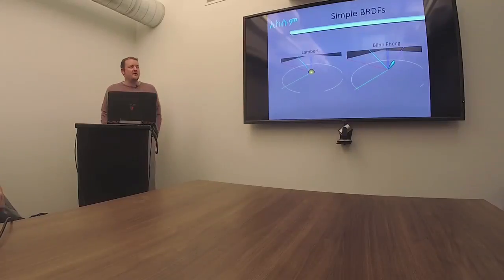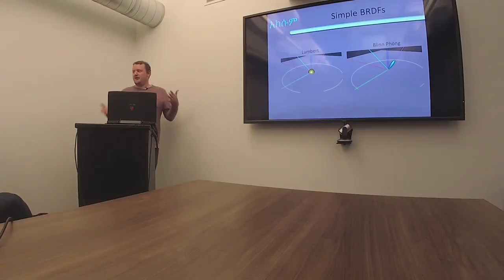So BRDFs aren't new. They've been in computer graphics for almost as long as computer graphics has existed. But because of computing constraints, for most of the history of computer graphics, we stuck to pretty simple BRDFs that could be represented pretty simply. And these are probably the two most common BRDFs that have been used in computer graphics throughout its history.